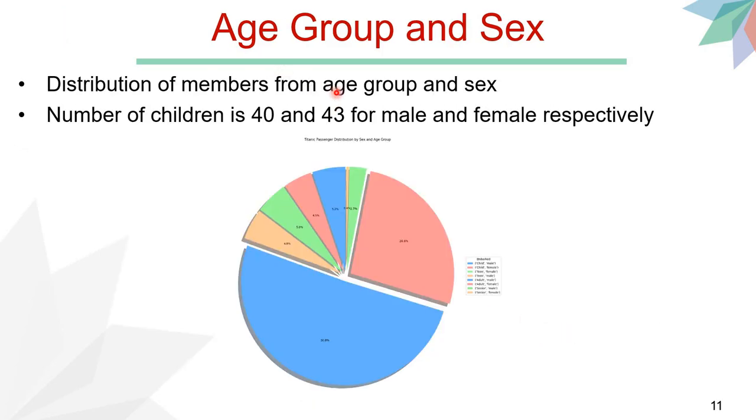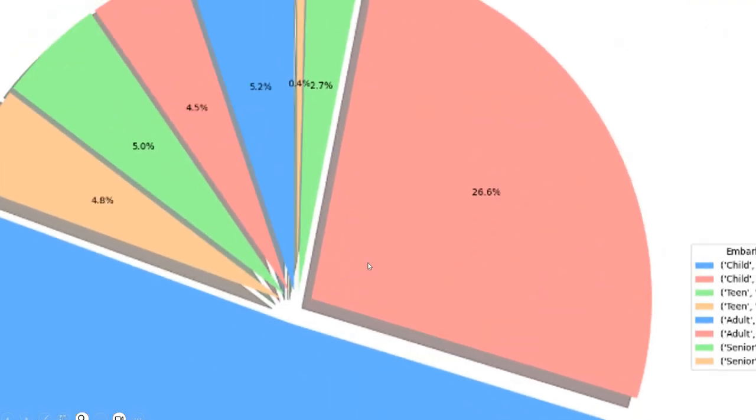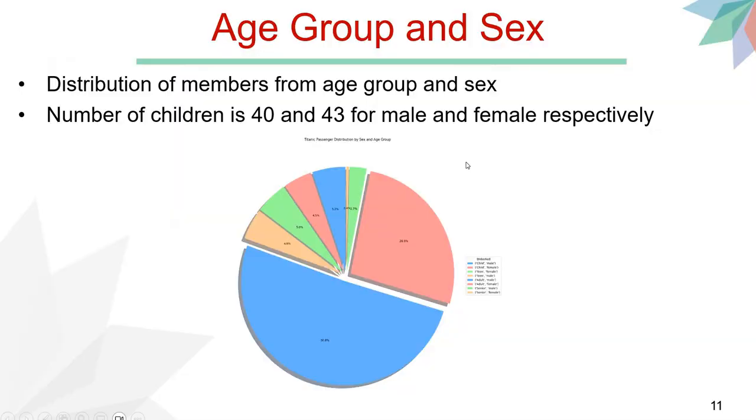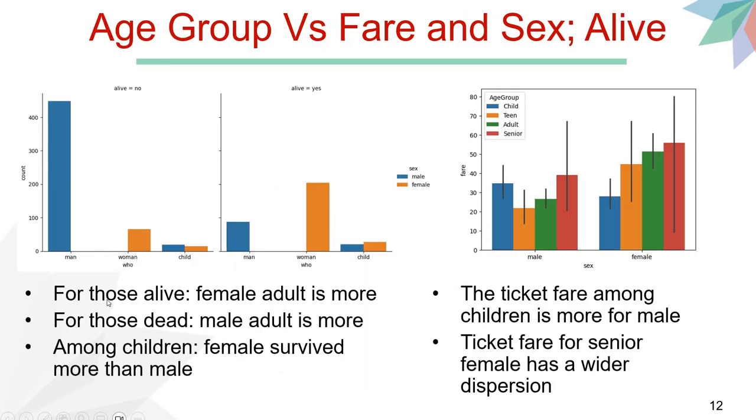Moving on, if you combine the age group with the sex, then here is a representation of the distribution of the data. Moving on further, you can see the number of children is 40 and 43 when you take male and female into consideration. Then if you compare those who are alive, and you also consider the sex here, you will find that for those who are alive, female adults are more than male adults.